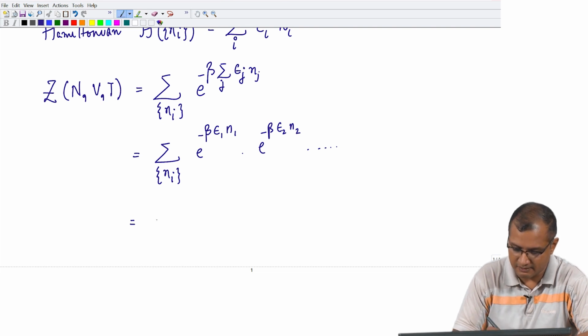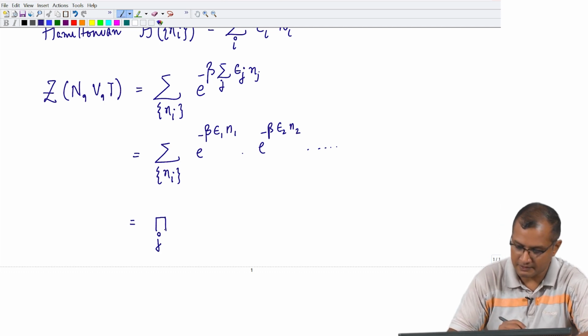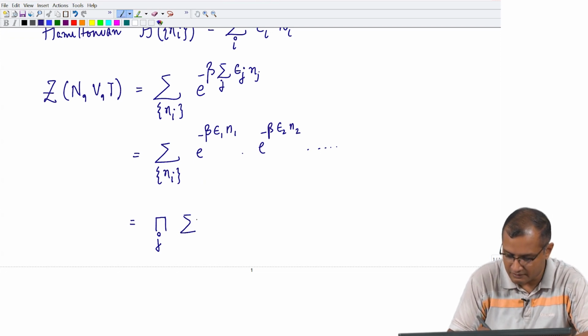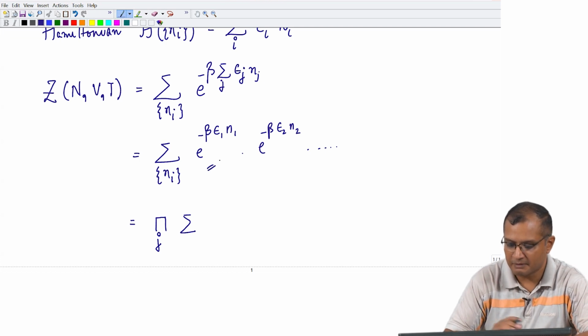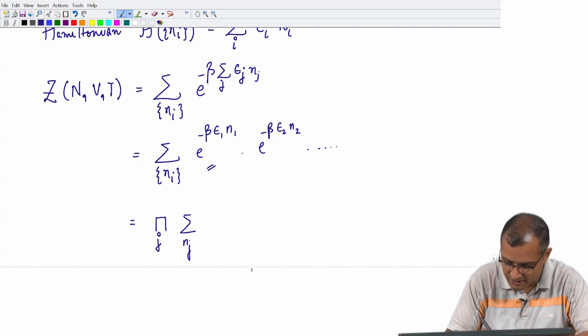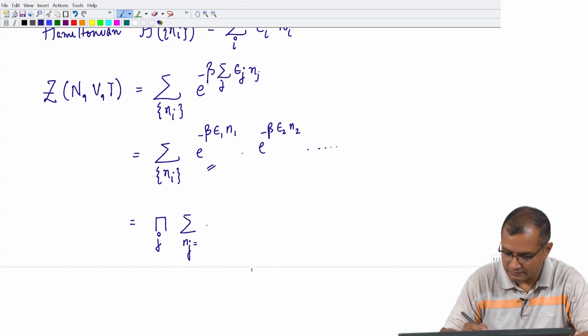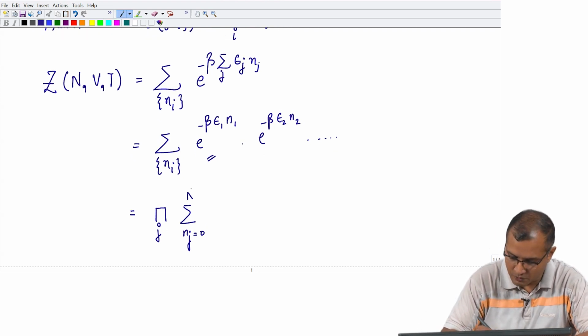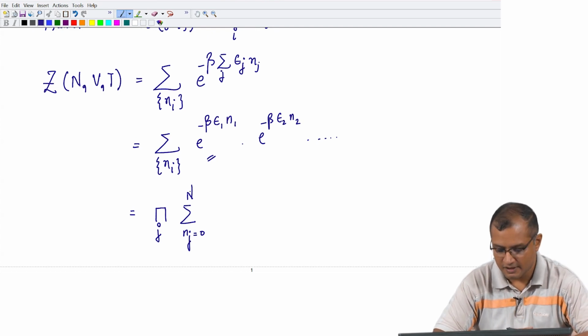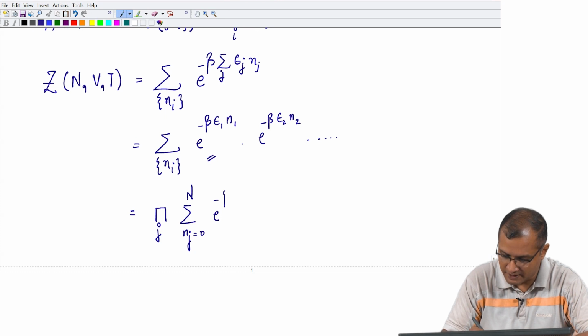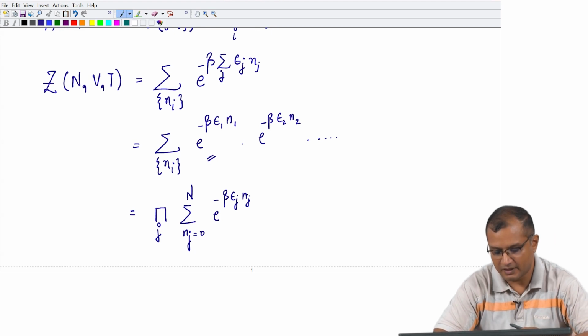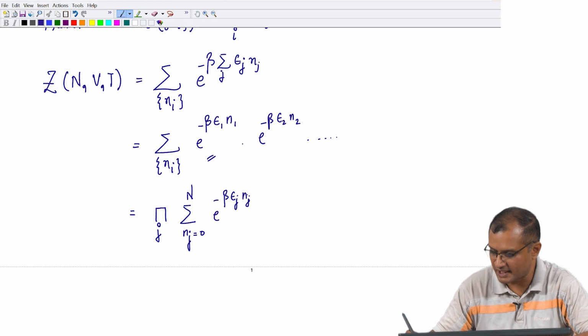So, I can write this as the product of these exponents taken outside, and the sum for each value of j that I take, suppose j is 1, then I have this particular thing, but it has to have a sum over all the nj's. So, I will take my nj going from 0 to n, because I have n fermions in the system, and this is basically e to the power minus beta Ej Nj, and it is very difficult to perform this sum simply because I have a restriction here.